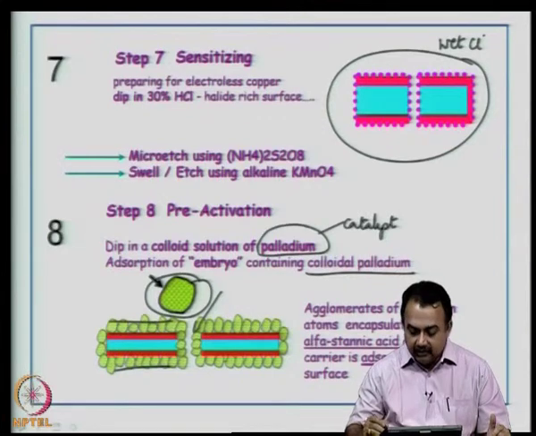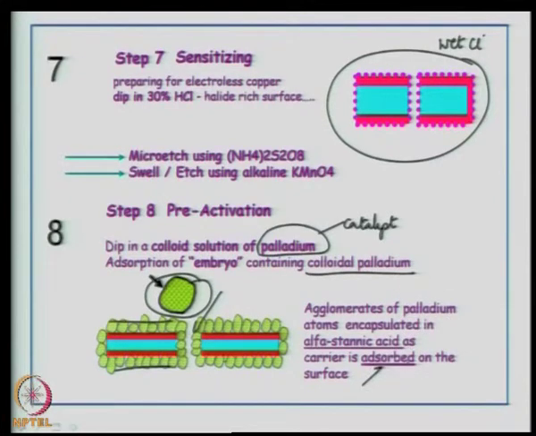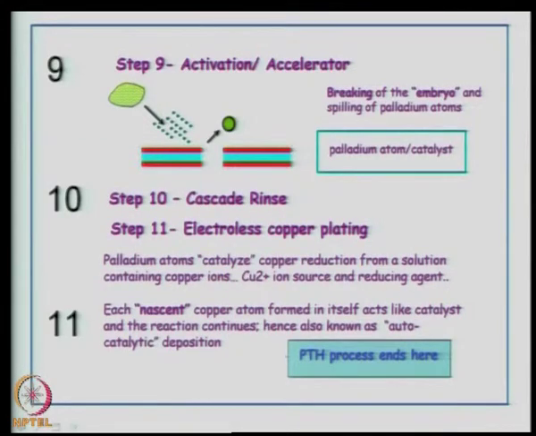Can I see this picture here? Agglomerates of palladium atoms encapsulated in alpha stannic acid as a carrier, it is adsorbed on the surface. So, this is a key process in the entire plated through hole sequence. It is not absorbed, it is adsorbed. Now, this catalyst will provide a good base for electroless plating.